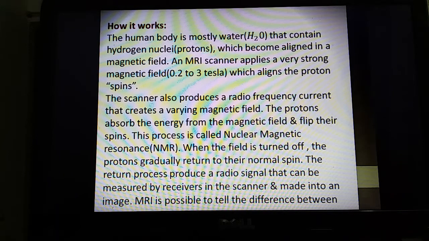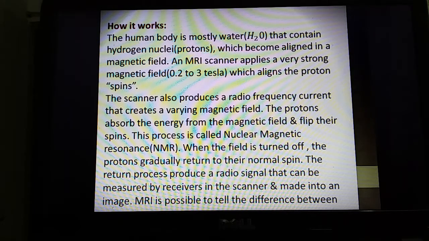An MRI scanner applies a very strong magnetic field, as the name is magnetic resonance imaging. So the MRI scanner applies a very strong magnetic field that ranges from 0.2 to 3 Tesla. Here Tesla is the unit of magnetic field. When a very strong magnetic field is applied, this helps to align the protons by their spins.